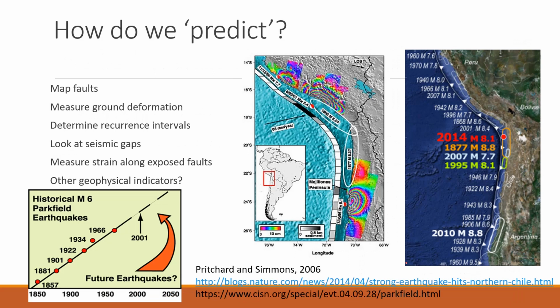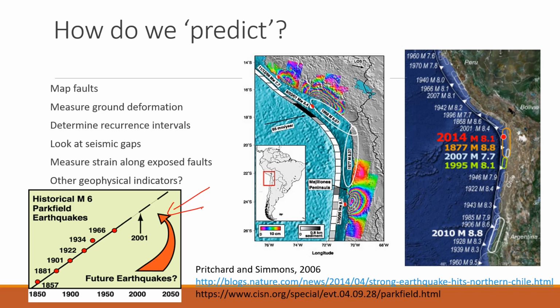What we use is we look at our faults. Where do the faults occur? If there's already a weakness in the crust, we're likely to have another earthquake there. We look at ground deformation. Is the ground moving? Is it approaching that point where we're going to hit that threshold stress? We look at recurrence intervals. That is, we look at past earthquakes and try to see how close they are together. Again, Parkfield was recurrence intervals, but it changed its pattern.